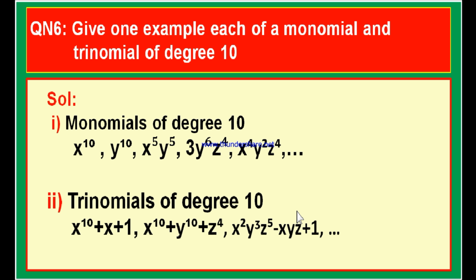Similarly, x power 1, y power 1, z power 1: 1 plus 1 plus 1, the degree of the second term is 3. And the third term is 1 into x power 0, so it is 0. Among 10, 3 and 0, the highest exponent is 10. Therefore, the degree of the total polynomial is 10. Since it contains three terms, it is a trinomial. Since the highest exponent is 10, it is of 10th degree. So, these three are the examples of trinomials of 10th degree.